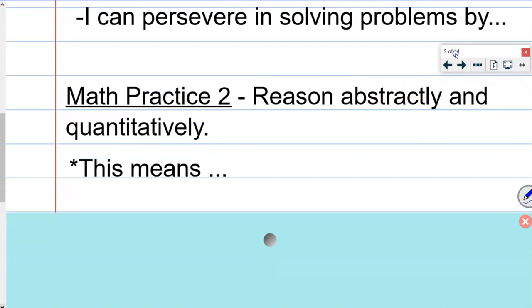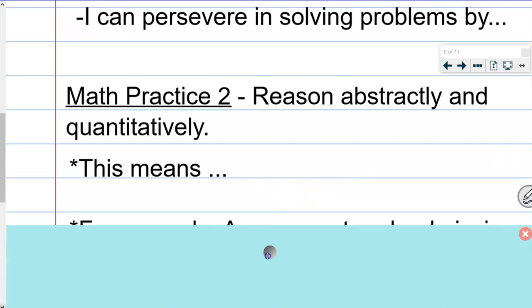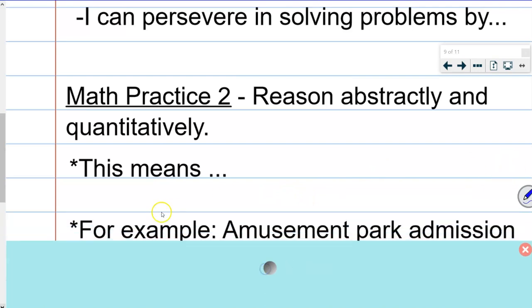So reason abstractly and quantitatively, this means ... Who needs more time on this? Okay. I'll go another 30 seconds and then we are going to move on. So we're going to go to our for example section. So write down for example. Don't write anything else down yet. Just write down your for example.